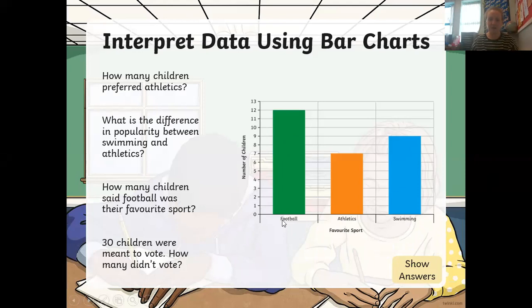So if we look at this one together, we've got a number of children. So it's obviously a vote from children. And we've got which was their favourite sport. And there are only 3 sports here: football, athletics, or swimming. Which one was their favourite? So how many children preferred athletics? If I look down here at athletics and I go up and follow the line across, you can see on my scale, 7 children liked athletics. How many children said football was their favourite sport? So I go to football, I follow it up to there, and I go across, and 12 children liked football.